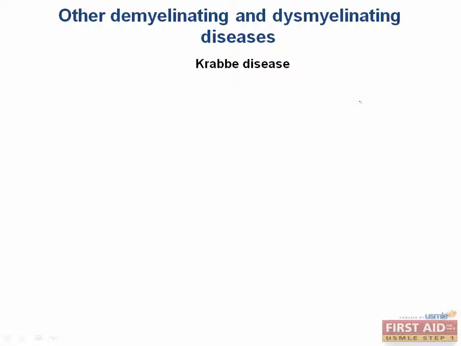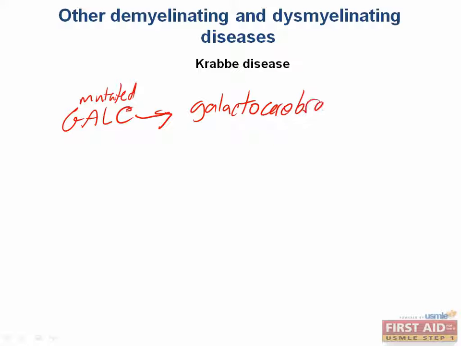Lastly, I want to briefly discuss Krabbe's disease. This is another autosomal recessive lysosomal storage disease, similar to metachromatic leukodystrophy. Now, it occurs due to mutations in the GALC gene. So we have a mutated gene, and what that leads to is a deficiency of galactocerebrosidase. Okay, so we have a deficiency of that because we have a mutated gene.